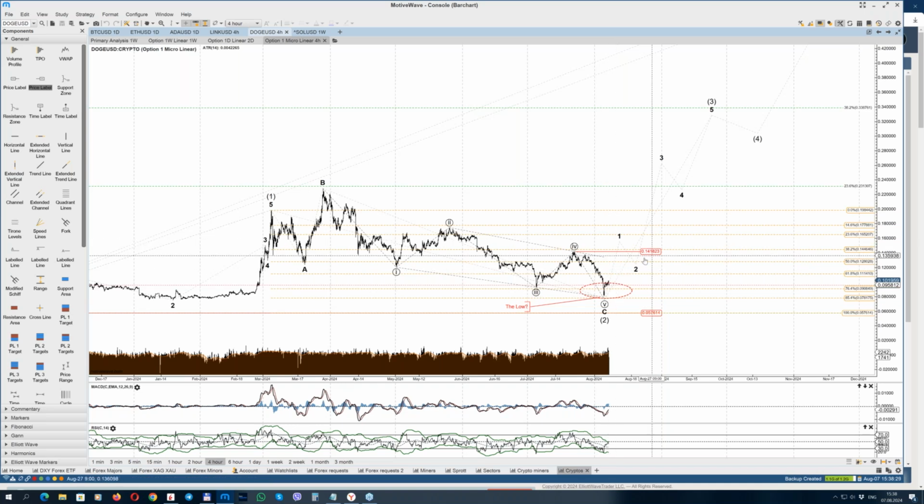honestly, for confirmation, I want to see the 0.141823 level taken out. Otherwise, absolutely no guarantees we are going to see the bottom in the near-term perspective.